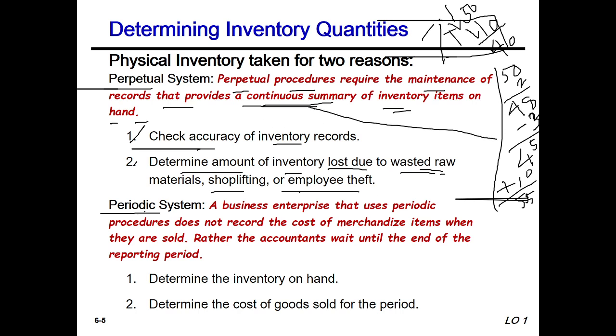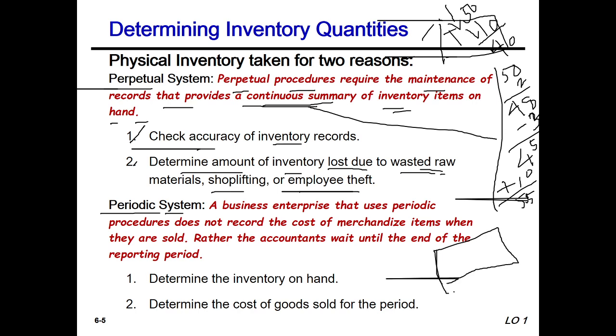Second, the periodical system. In the periodical system, a business enterprise that uses periodic procedures doesn't record the cost of merchandise items when they are sold. Rather, the accountants wait until the end of the reporting period. This is for large organizations, those businesses that are merchandising goods.